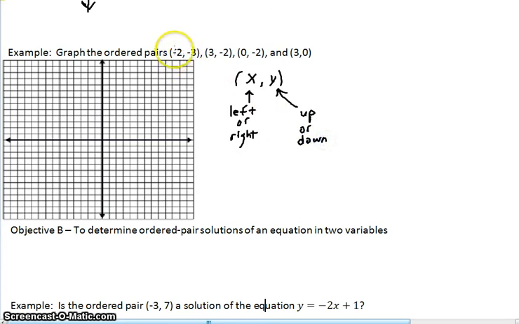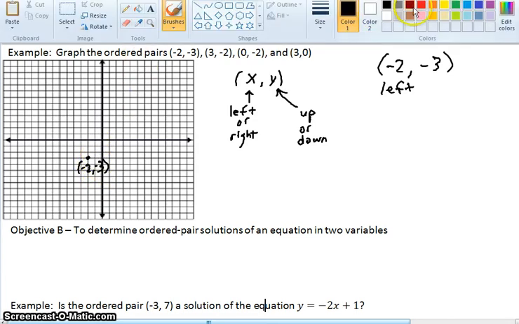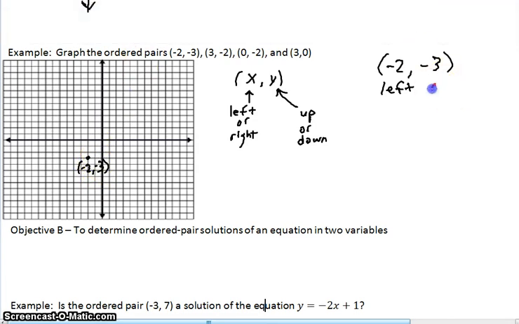So when you graph something like this point, -2, -3, this distance is going to be left 2 units and down. I'm going to go left because -2 means going to the left, and 3 units in the down direction. So I'm going to go left 2 and down 3, and there's my point, -2, -3. So there's my first ordered pair.